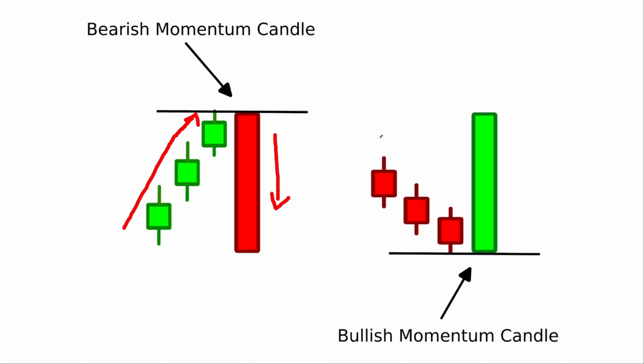Here we have, after a downtrend, this bullish momentum candle forming, and if forming at a key resistance level, this is also an indicator for a possible trend change.